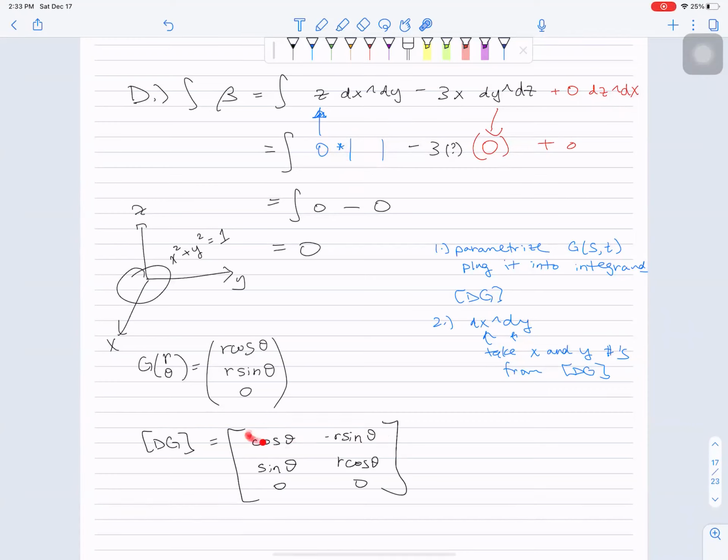So the x components are that first row. So you would have cosine theta, negative r sine theta, sine theta, r cosine theta. And take that determinant.